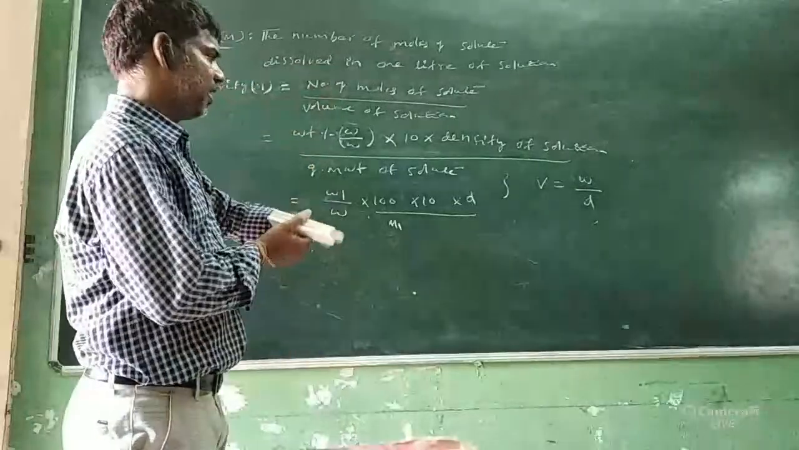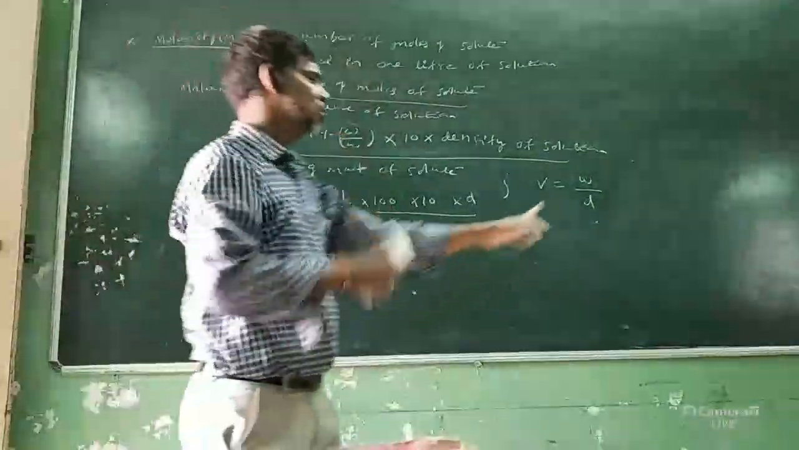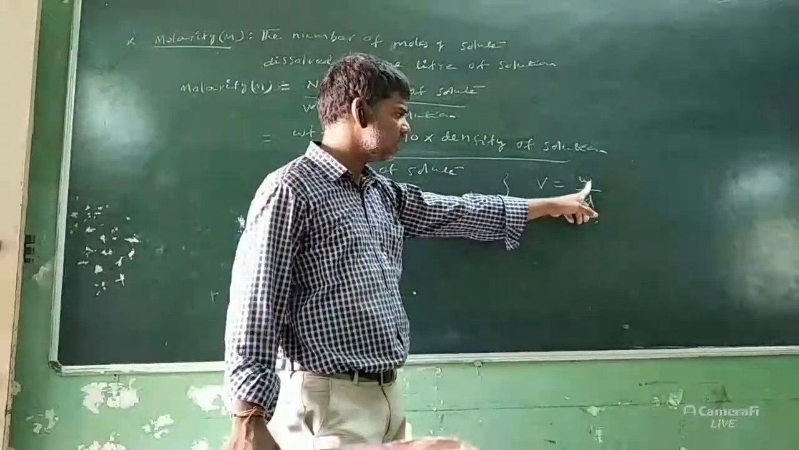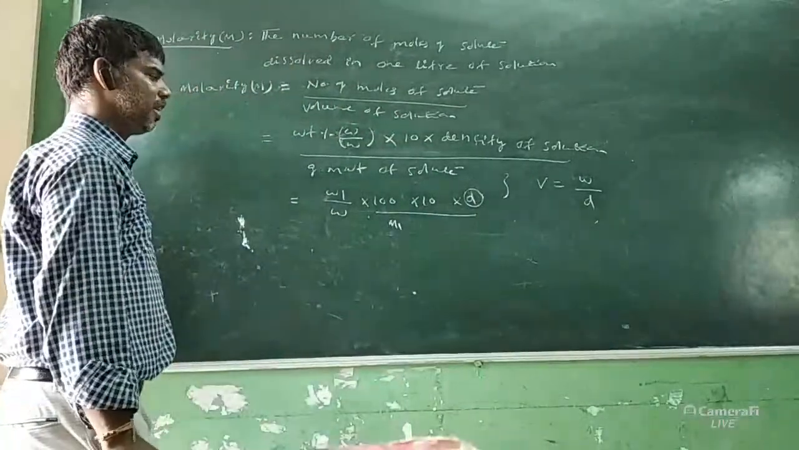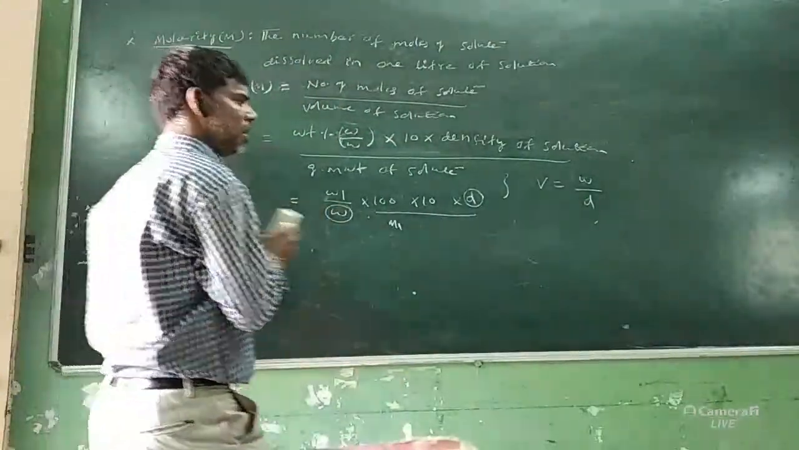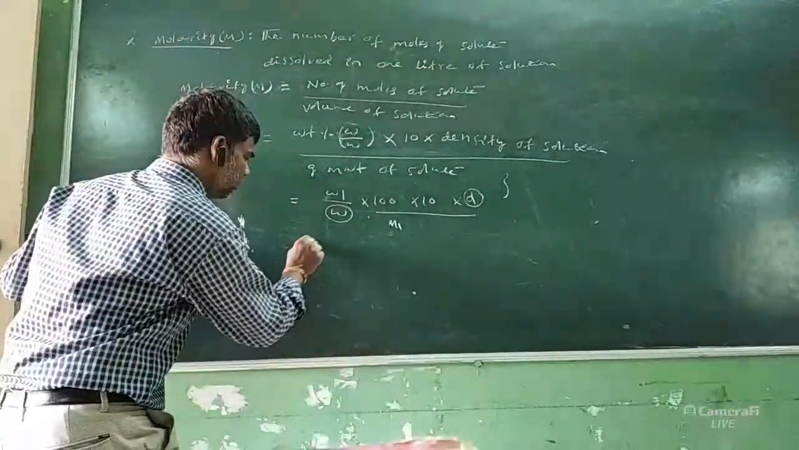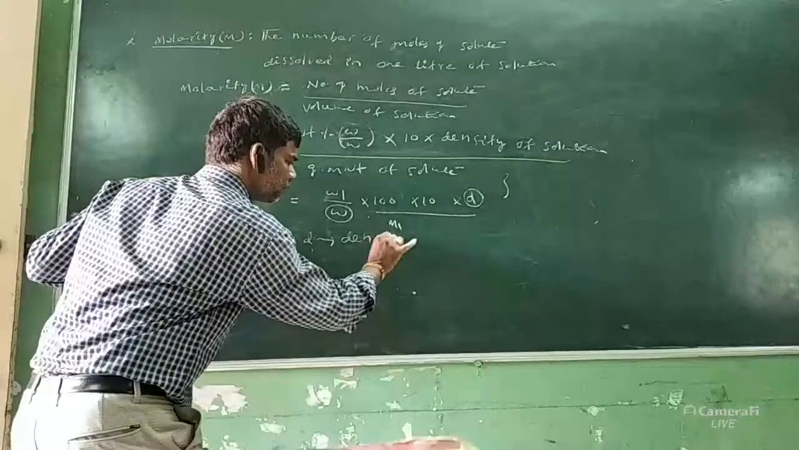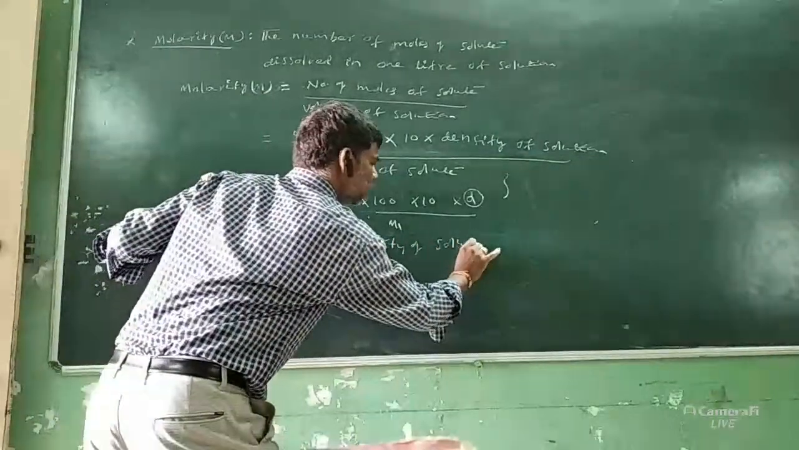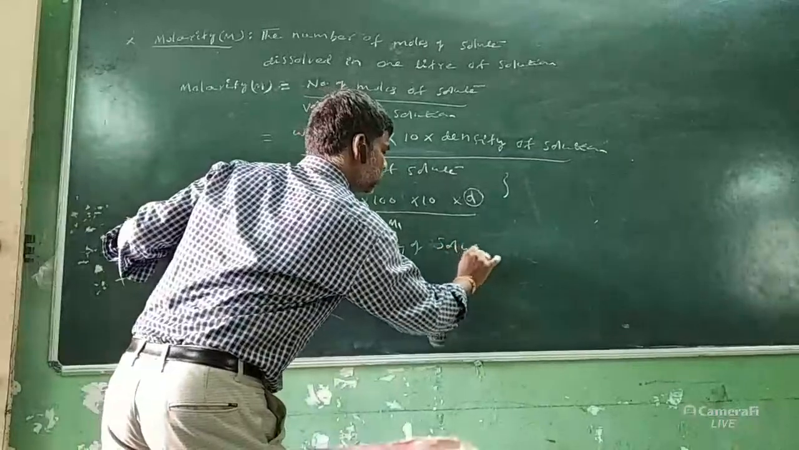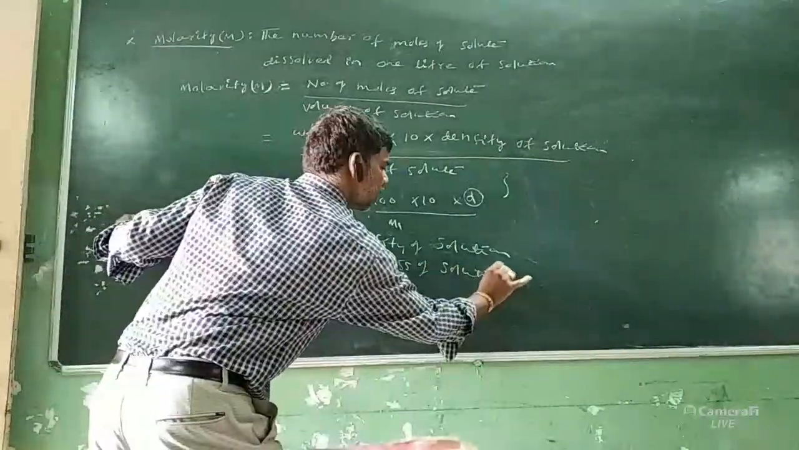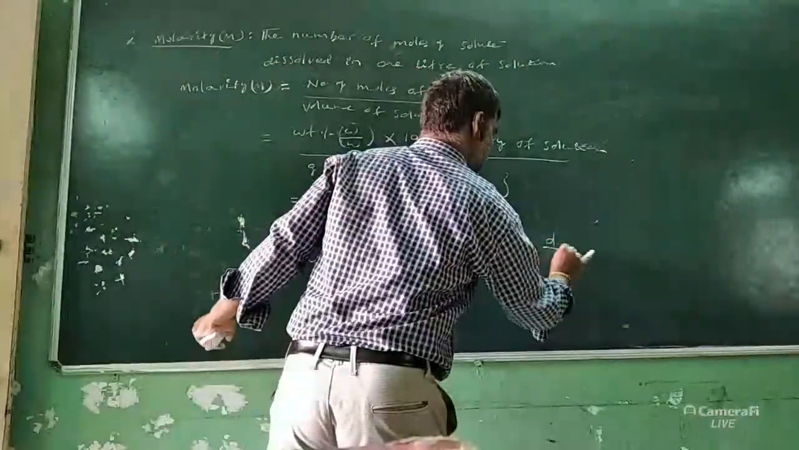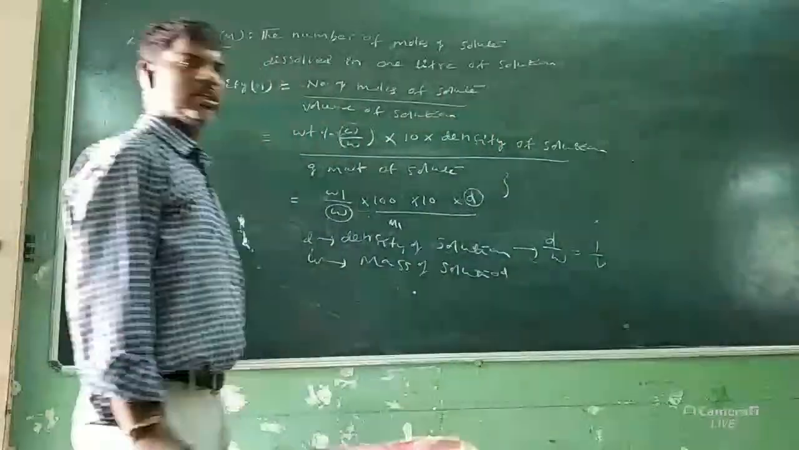Here the volume term is the denominator, so that should be the numerator. The numerator is the density and the denominator we have the W. So D is nothing but density of solution, and W is nothing but the mass of solution. So we have nothing but D by W, nothing but 1 by V.